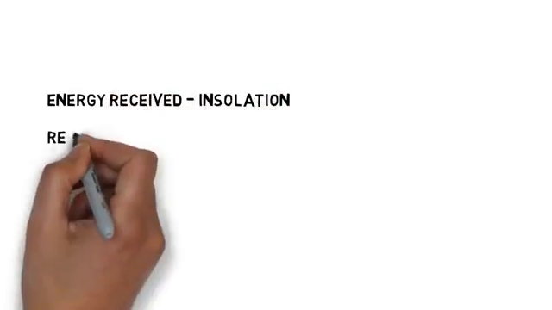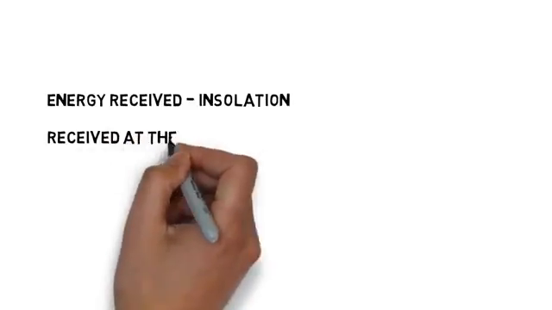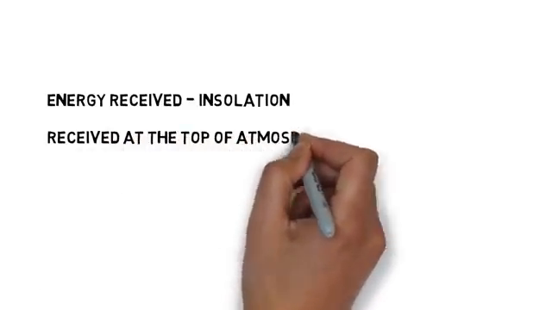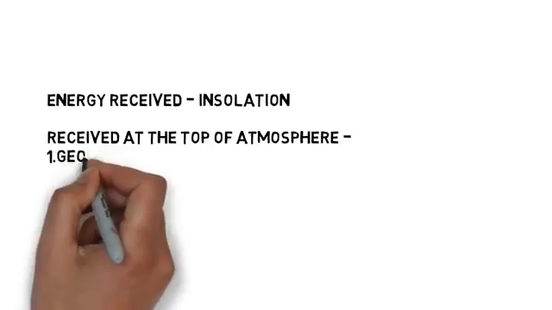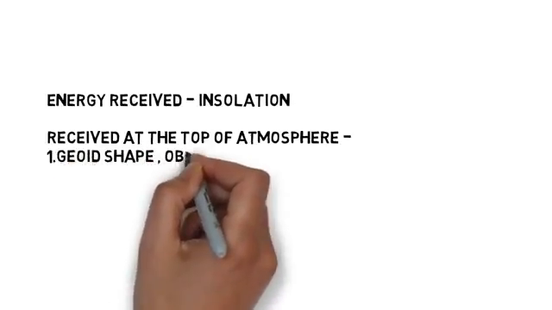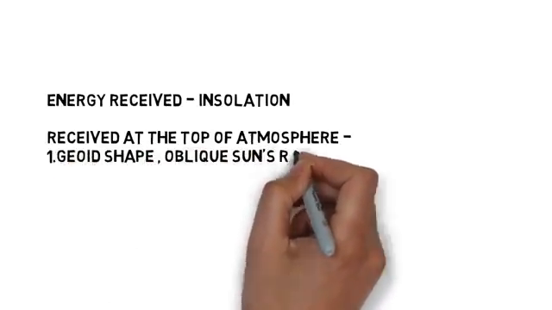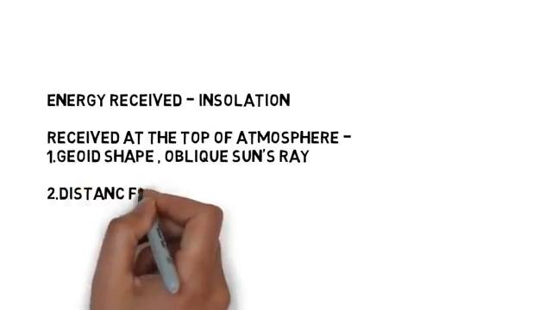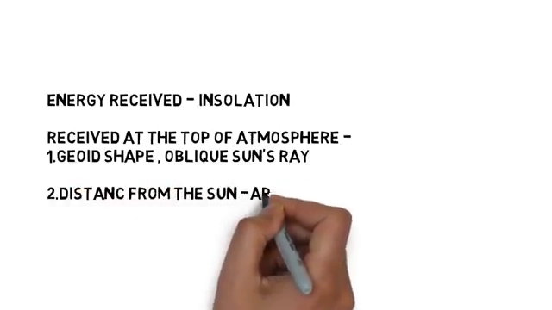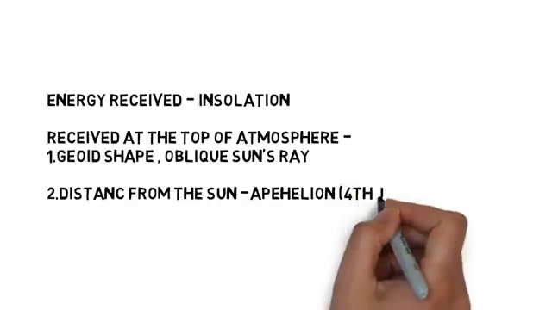However, this energy varies at two levels. First, energy received at the top of the atmosphere, and second, energy received at the Earth's surface. We will learn about the factors in both of the cases. Energy received at top of the atmosphere varies because of two reasons.